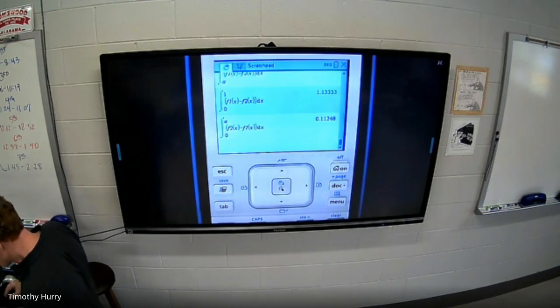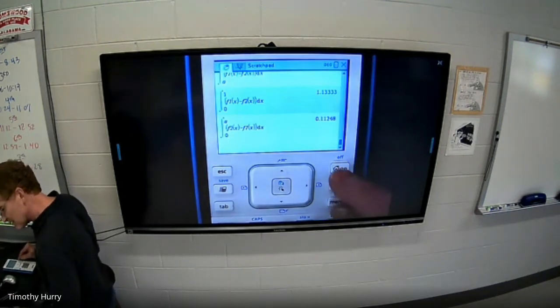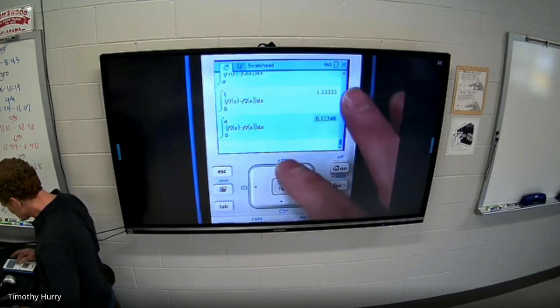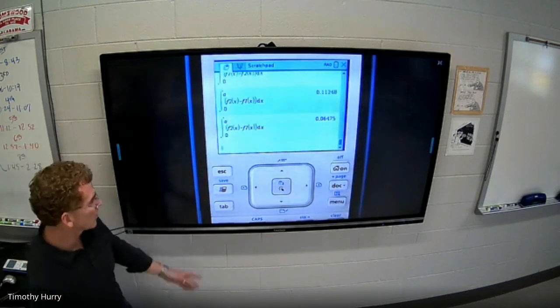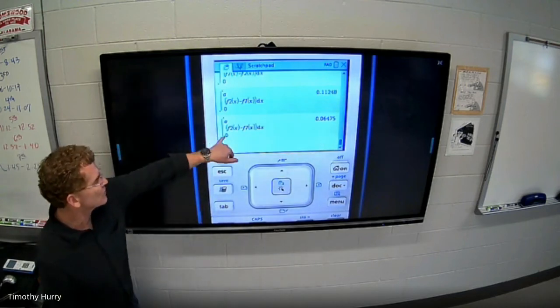Nope. 0 to a. Oh, I'm in the wrong mode. Radians. Make a difference. 0.064, or rounded to 0.065. So that's what I would do in my calculator.